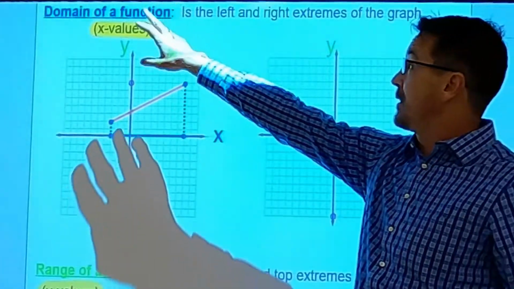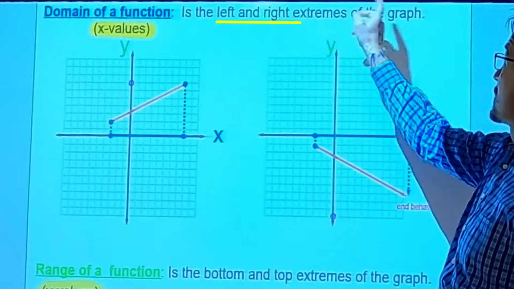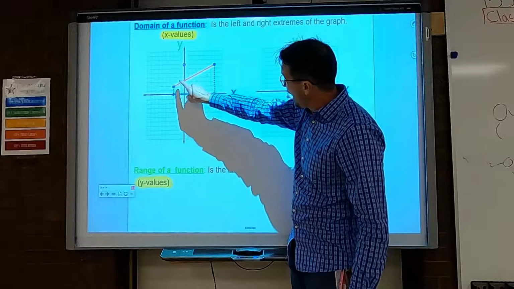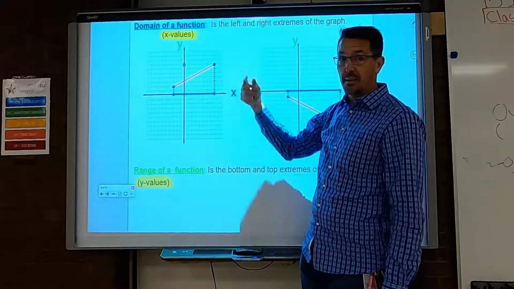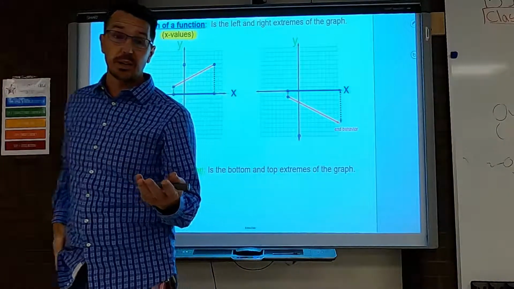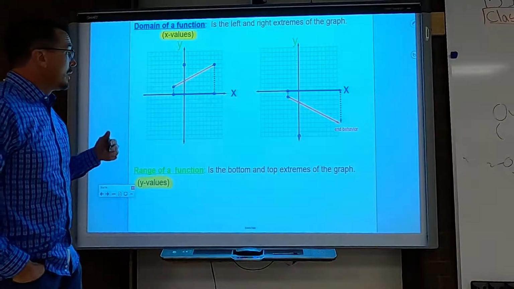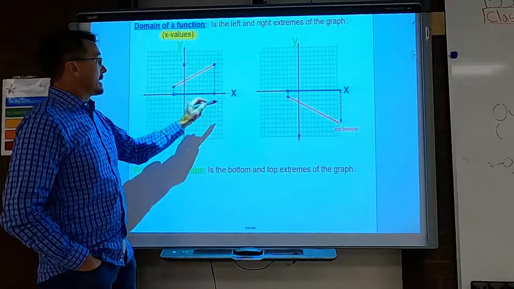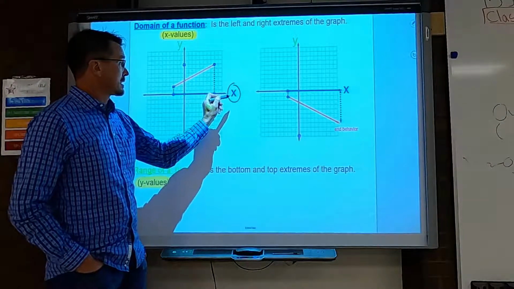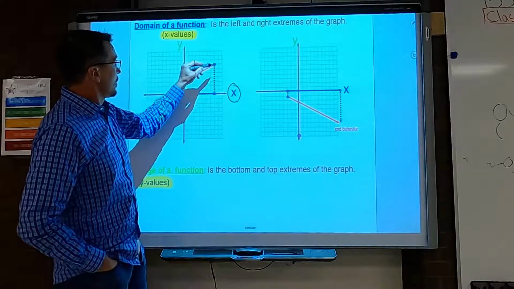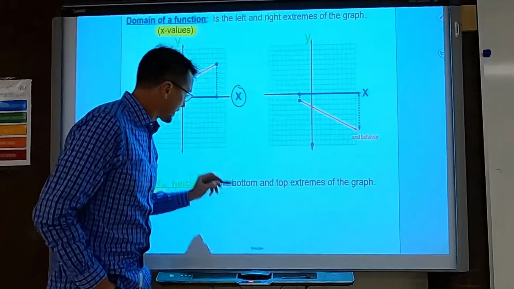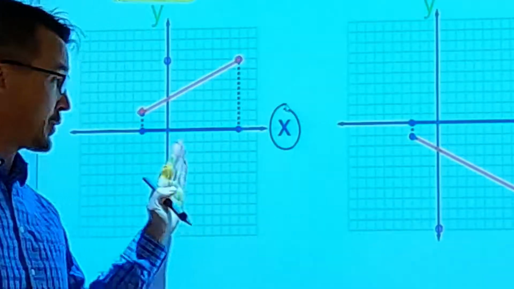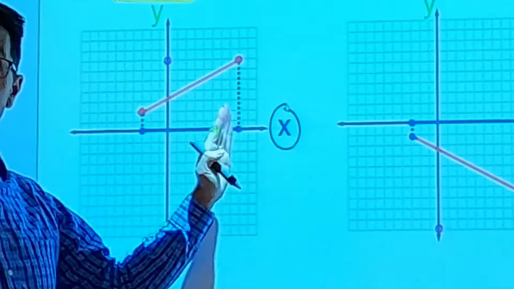So we know the domain of the function is the left and right extremes of the graph. So from left to right. Now I can't write all the points possible on this line, but what I can do is something called interval notation, which we've already learned. When we're looking at the domain, it is the x value, and the x value is this line. Even though my red line goes from here all the way up to here, I can measure it on that first dimension, that x-axis.